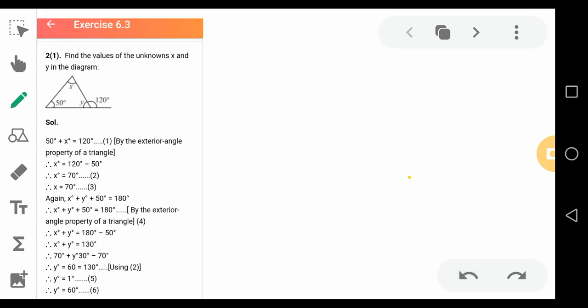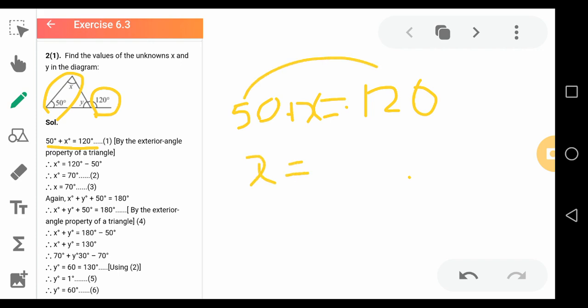Okay. So we know by exterior angle property, one exterior angle is given, that is 120, and its interior opposite angles are 50 and x. So using exterior angle property of a triangle, you have to write 50 plus x, sum of the interior opposite angles, is equal to exterior angle, that is 120. So 50 plus x is equal to 120. So how will you find x? x is equal to, you will take this 50 to the other side, so it is 120 minus 50. So the answer is 70 degrees.